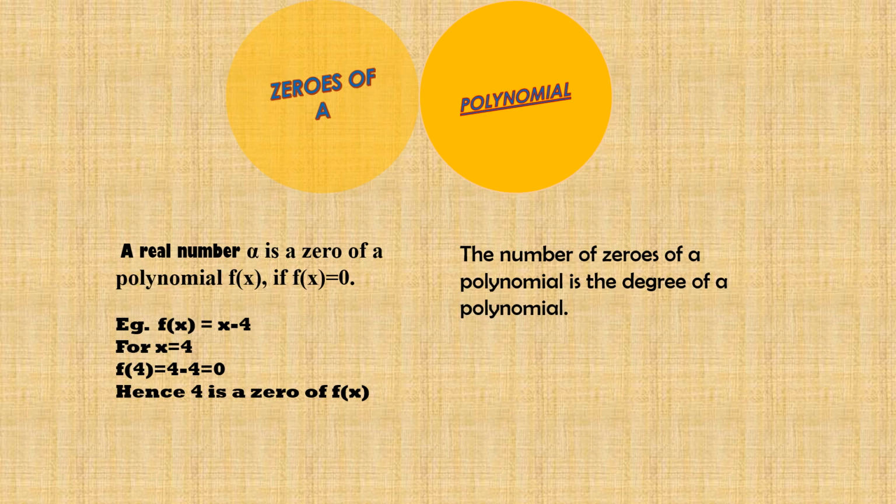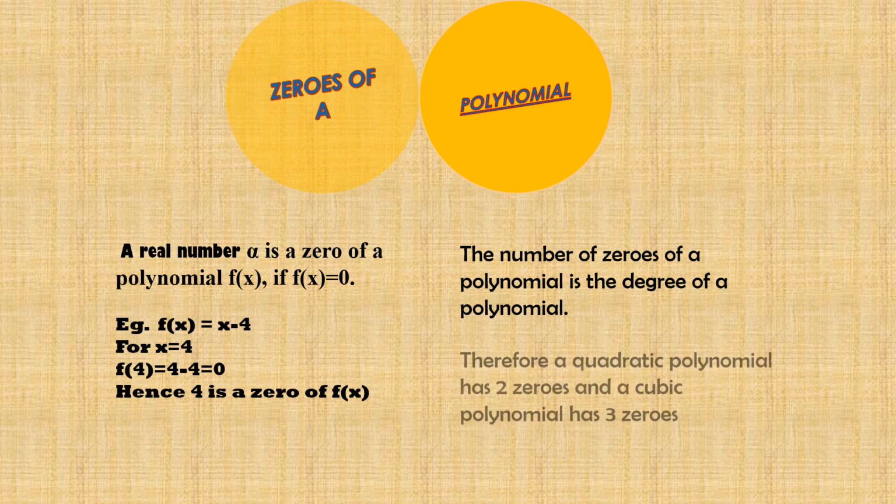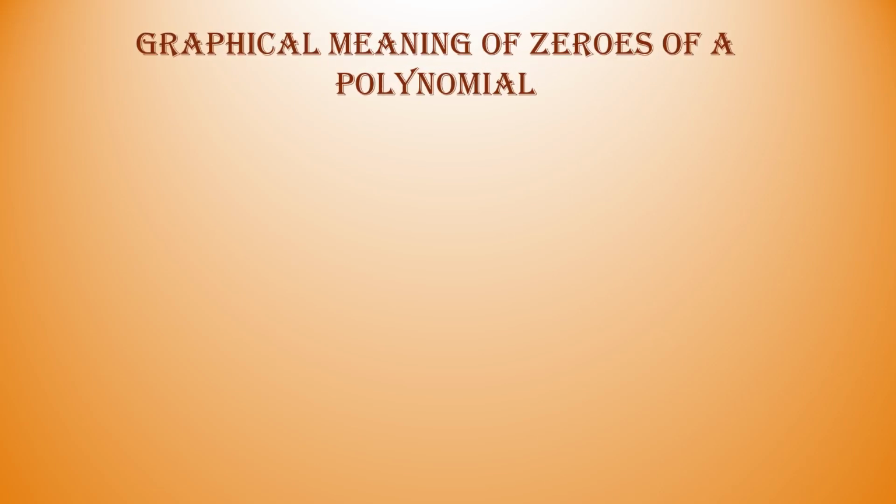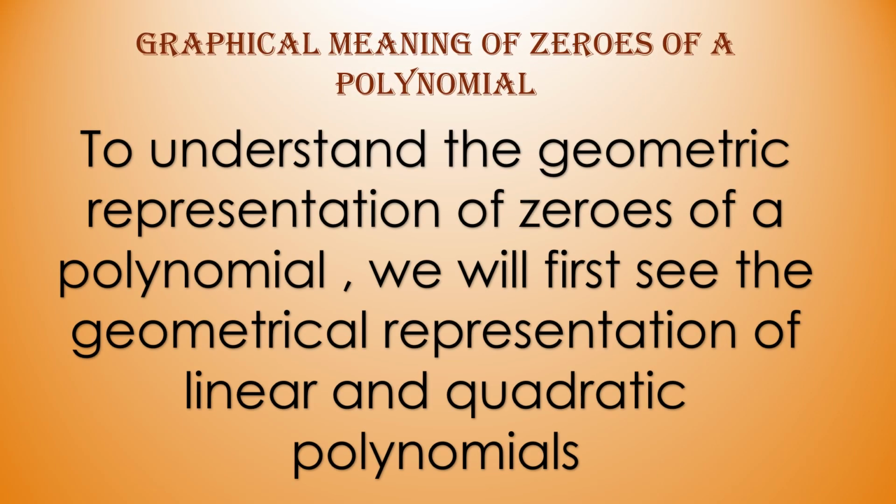The number of zeros of a polynomial is at most the degree of the polynomial. What does this mean? This means a quadratic polynomial has two zeros and a cubic polynomial, that is a polynomial with degree 3, has three zeros. Now, there must be a graphical meaning of the zeros of a polynomial. To understand this, we will first see the geometrical representation of linear and quadratic polynomials.